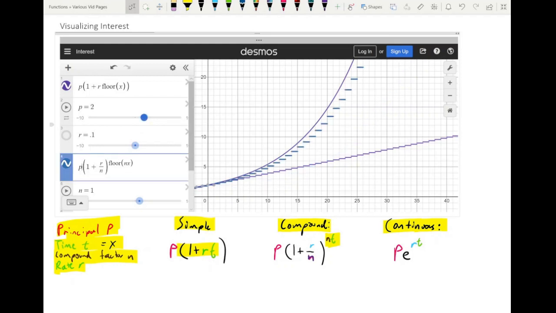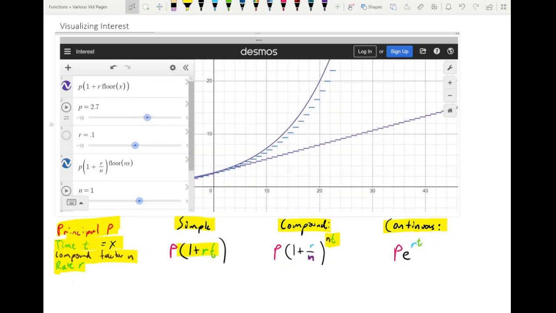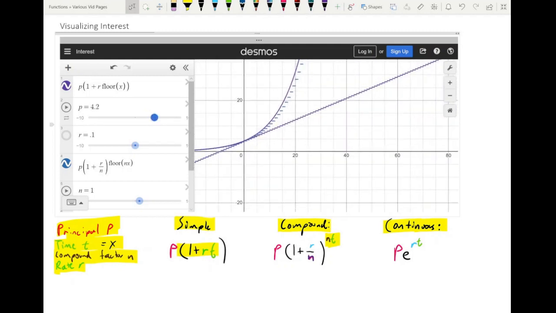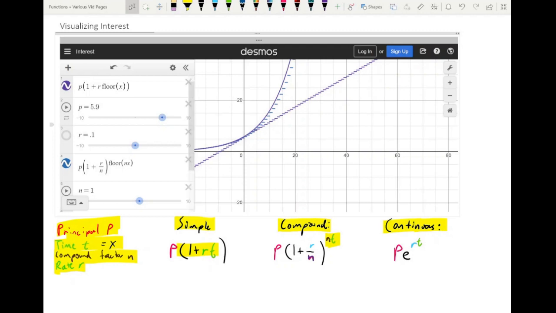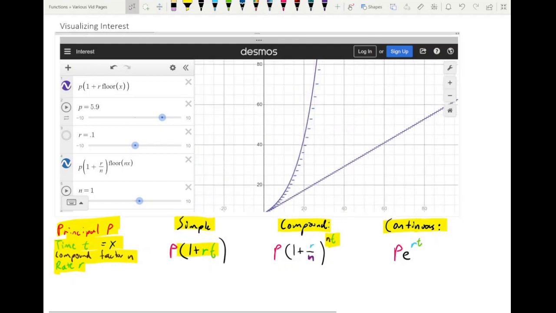You can see as I'm dragging this principal higher and higher, the initial value of our money, right, increases once t is 0, and these curves all of them slope up, without changing the sort of ordering that we established between them. Simple is still less than compound by a drastic amount, and continuous is still slightly better than compound.